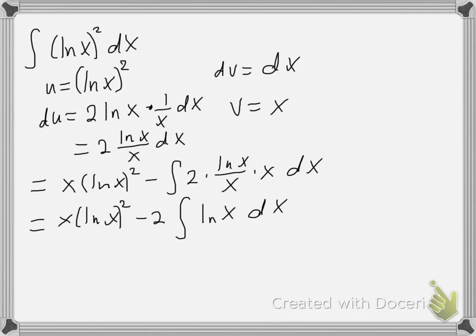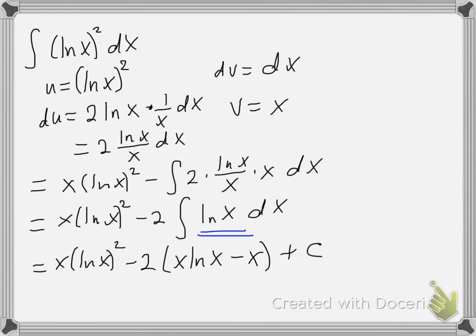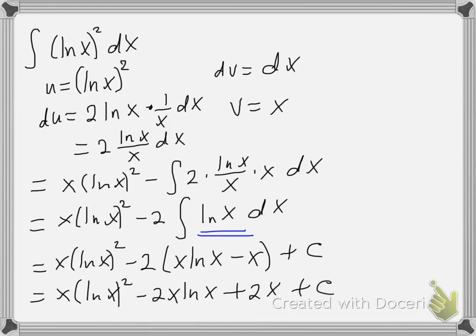So now, we actually just did this problem on the previous example. This now turns out to be x, natural log of x quantity squared, minus 2, I'll put in parentheses here, x natural log of x minus x, plus an arbitrary constant of c. This is the same as saying x, natural log of x squared, minus 2x natural log of x, plus 2x, plus an arbitrary constant of c.